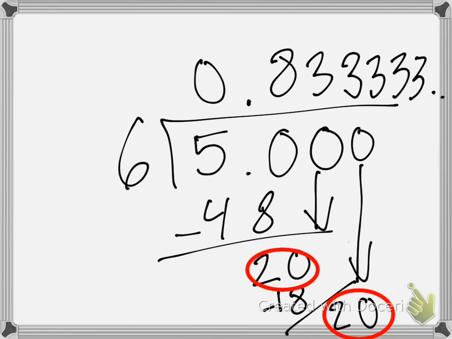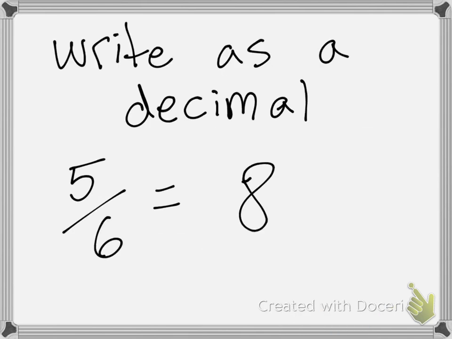Exactly. So, who knows what I can do in that situation, Chris? We put a line on top of which one? The first 3. Exactly. And we can just write it as 0.83 with a line on it. Why do we use a line?